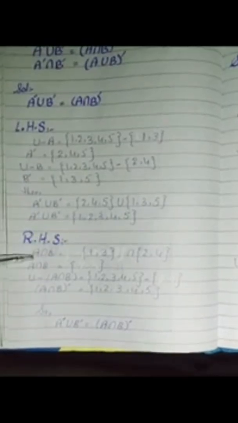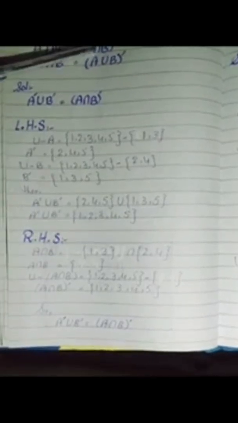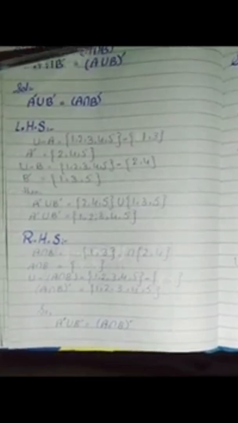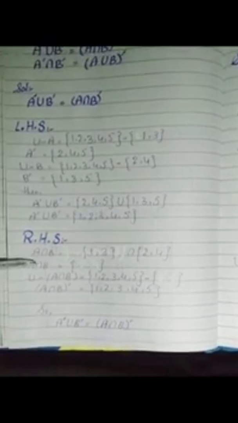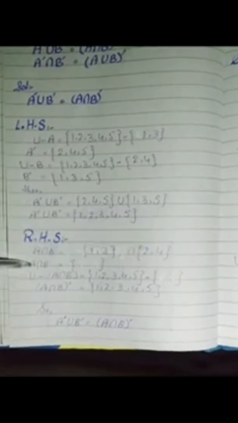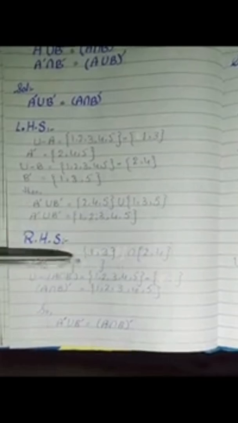Right hand side we have A intersection B complement. It means firstly we solve the bracket, now we take A intersection B. A intersection B, A we have 1, 3, intersection B we have 2, 4. There is no common value, so we have an empty set.